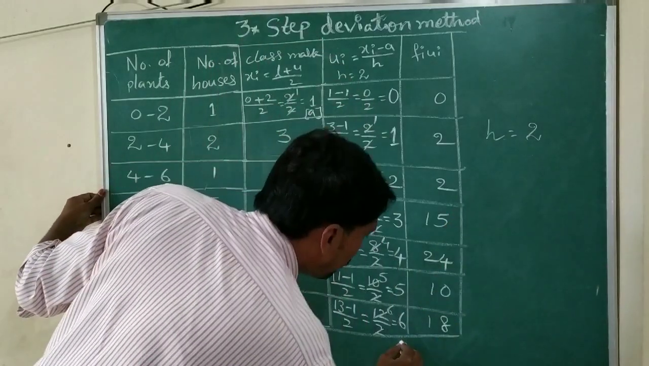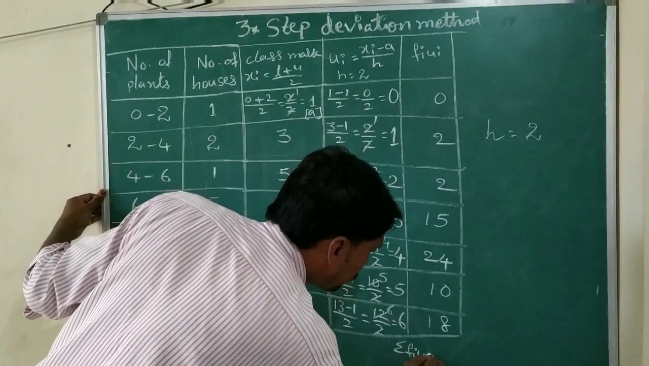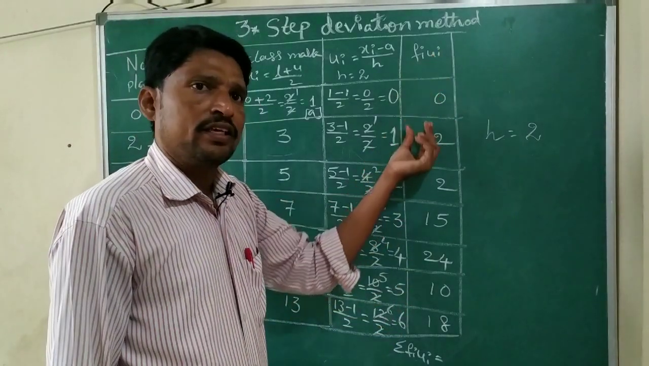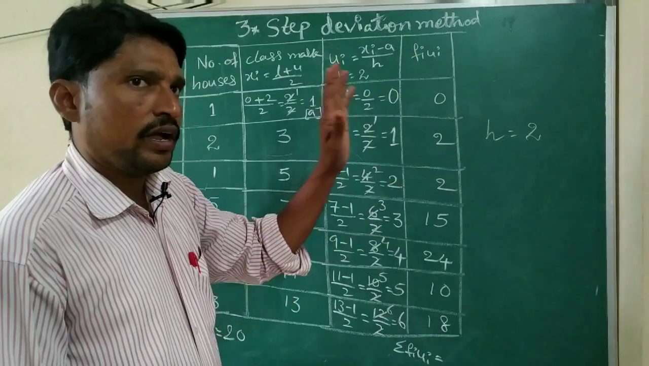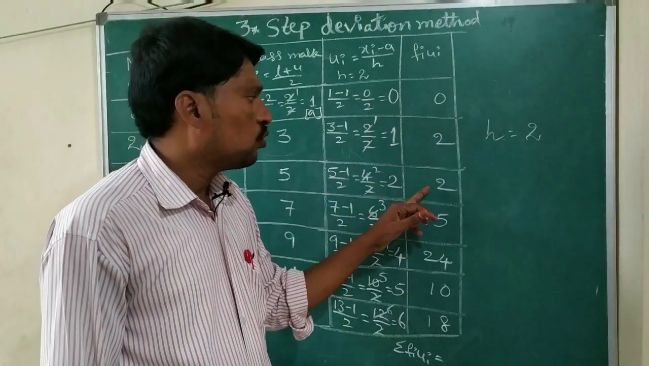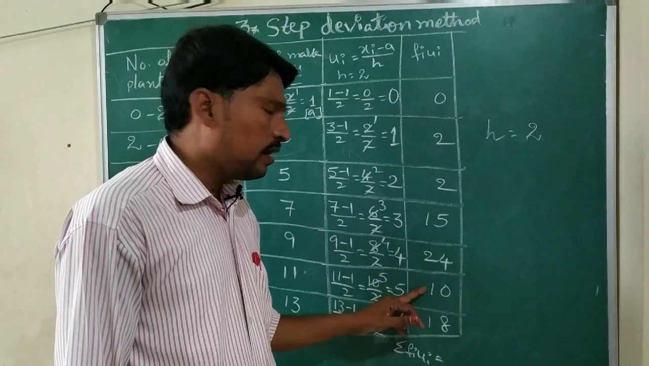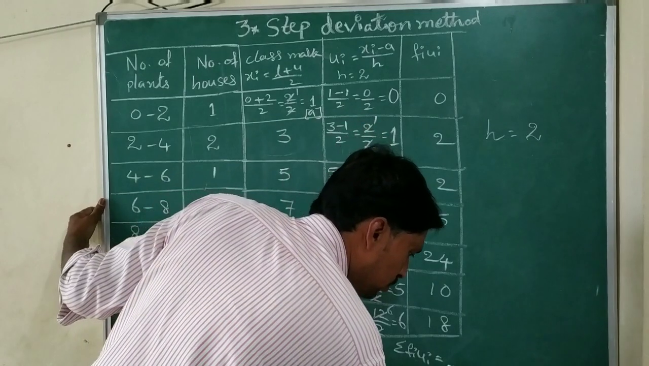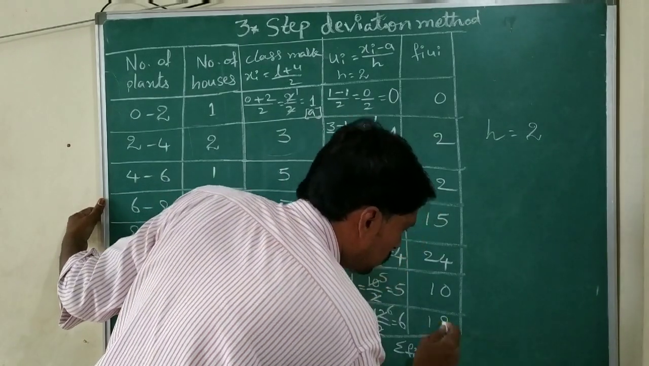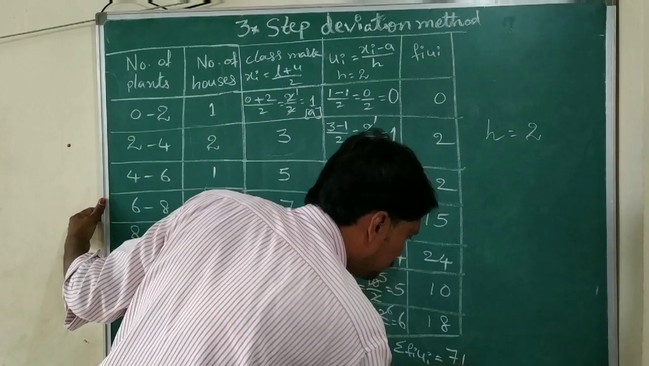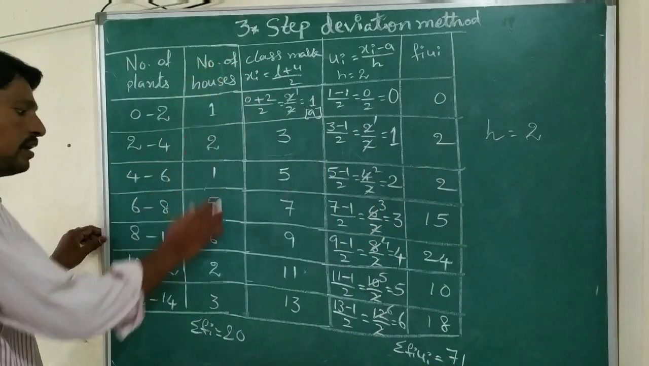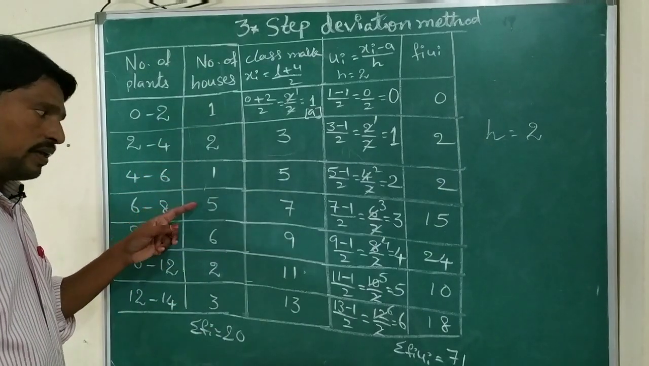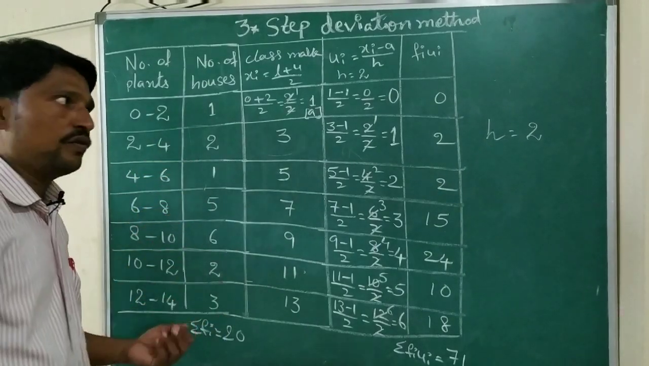Again we need to find sigma fi ui. Here we add all the fi ui values: 0 plus 2 plus 2 plus 15 plus 24 plus 10 plus 18. That value we are getting is 71. Next, sigma fi, which we already know, is 1 plus 2 plus 1 plus 5 plus 6 plus 2 plus 3. That value is 20.